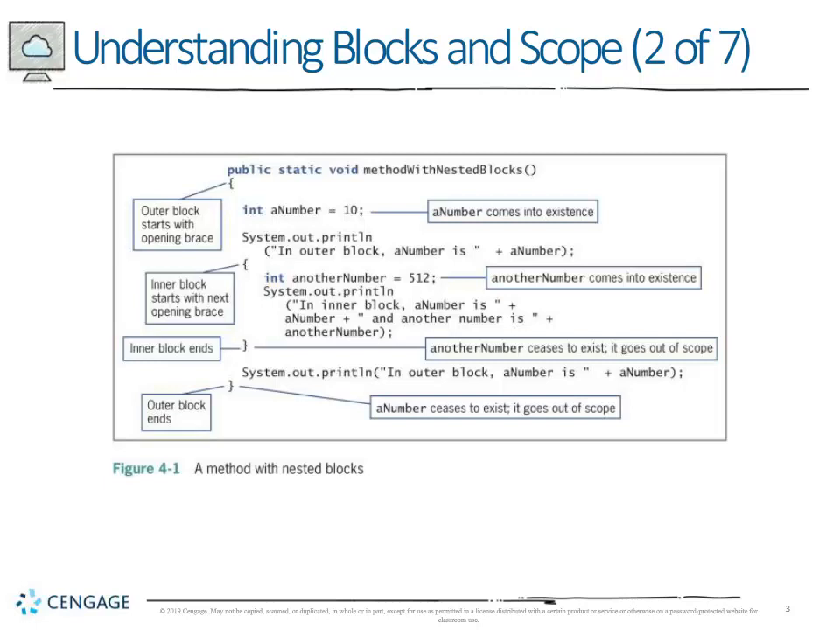And so let's see the inner block. The inner block, we have an integer anotherNumber equal 512. That anotherNumber is declared in the inner block, so it is only valid inside the inner block. So once it's outside the block, anotherNumber is not valid.